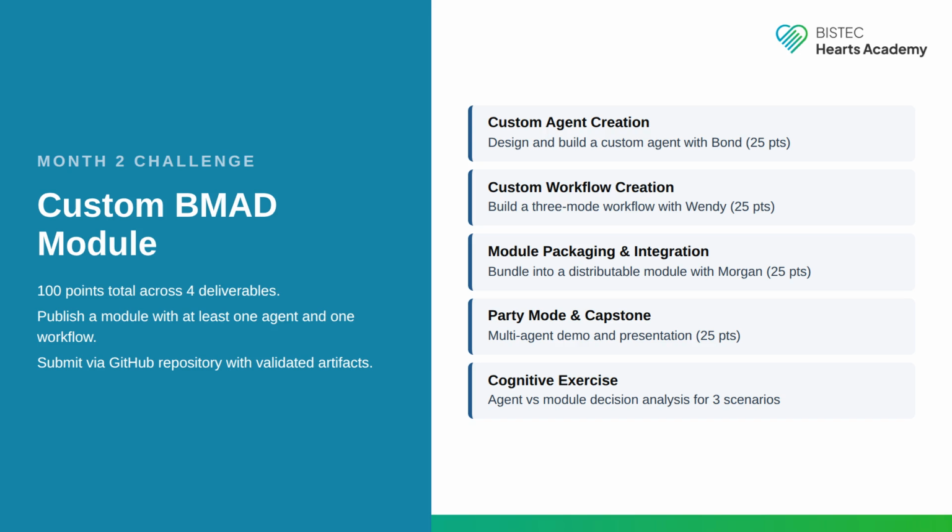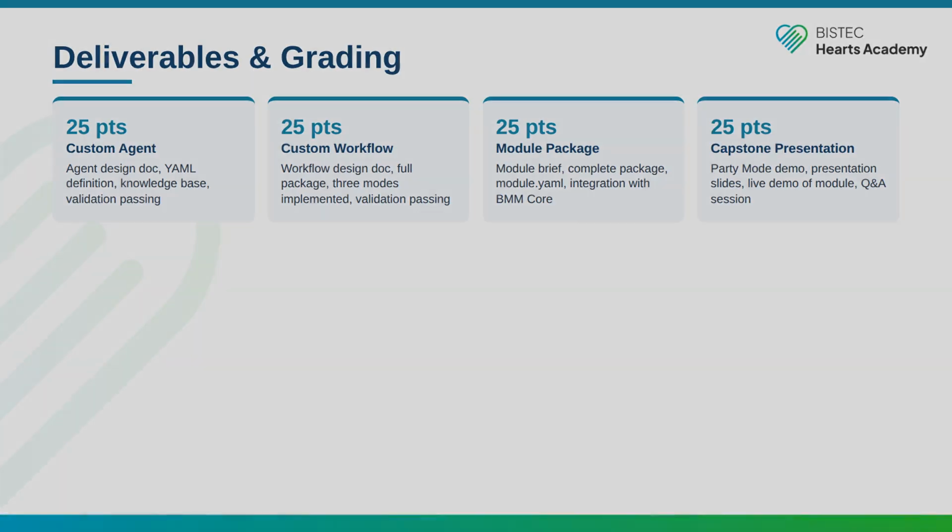The pass threshold is 60 points out of 100, but there are hard requirements beyond the score. Your agent, workflow, and module must all pass validation. If any one fails validation, the challenge is not passed regardless of point total. Each deliverable is worth 25 points.